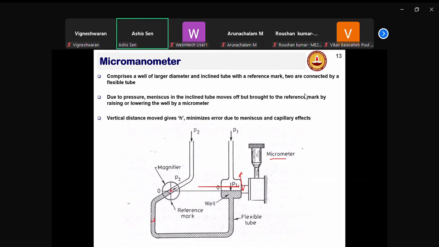Initially this is at the crosshair, the level is here, both pressures are the same. Now this pressure difference is higher, so this liquid meniscus goes down, and then you move this thing up and down to bring this level back to here. That way you would know by how much you had to move this platform up and down, which is related to this pressure.